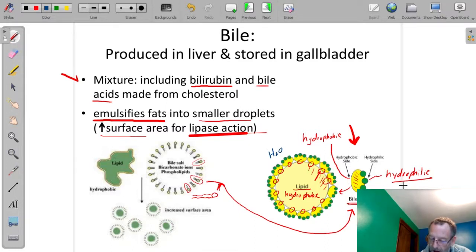And the hydrophilic side, let's say, interacts, bonds with, perhaps interacts with water. And now you have emulsified the fat. It is not dissolved, but it's suspended in the water. And then you can move it along through a watery environment, through the blood, through the lumen of the intestines, etc.